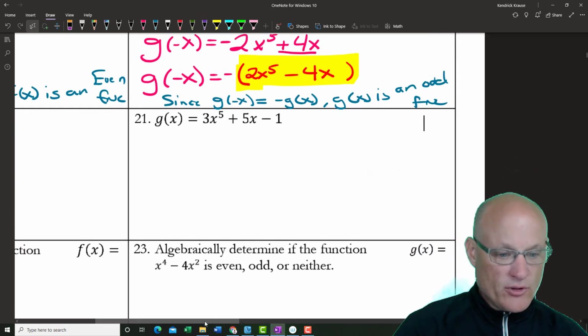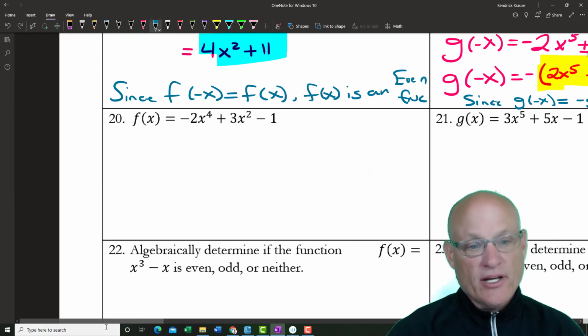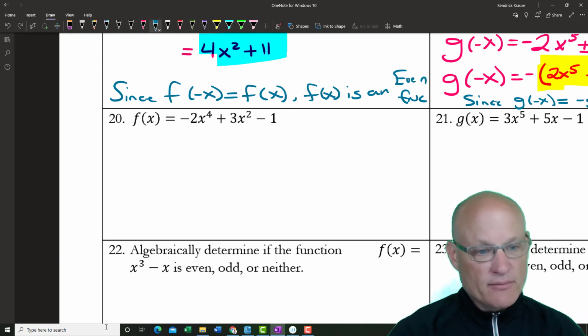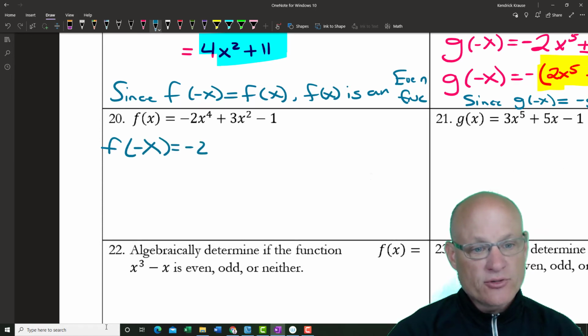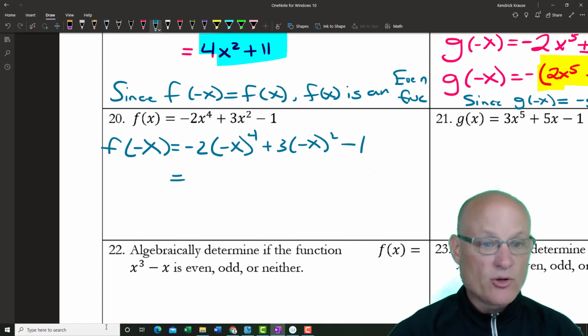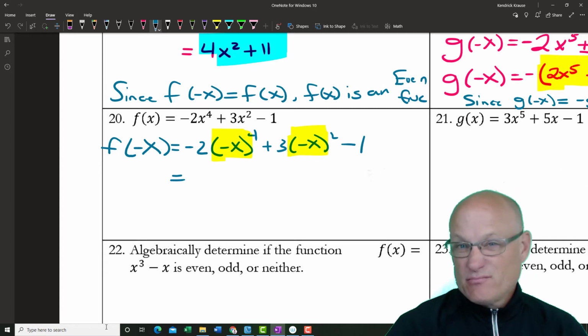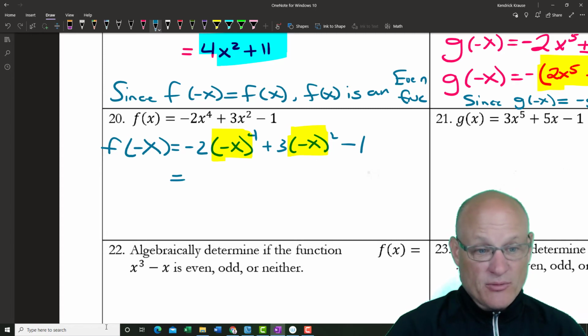All right, we're going to do a few more of these, more practice. So I'm looking at all these exponents, and I'm thinking it's probably going to be even. All right, we're going to quickly check it. f of negative x is negative 2 times negative x to the fourth plus 3 times negative x squared minus 1. Now I told you if you have an odd number of negatives, it's negative. If you have an even number of negatives, it's positive. So negative x to the fourth is just positive x to the fourth. So this just turns out to be, there's a negative 2 here, and this is just x to the fourth.